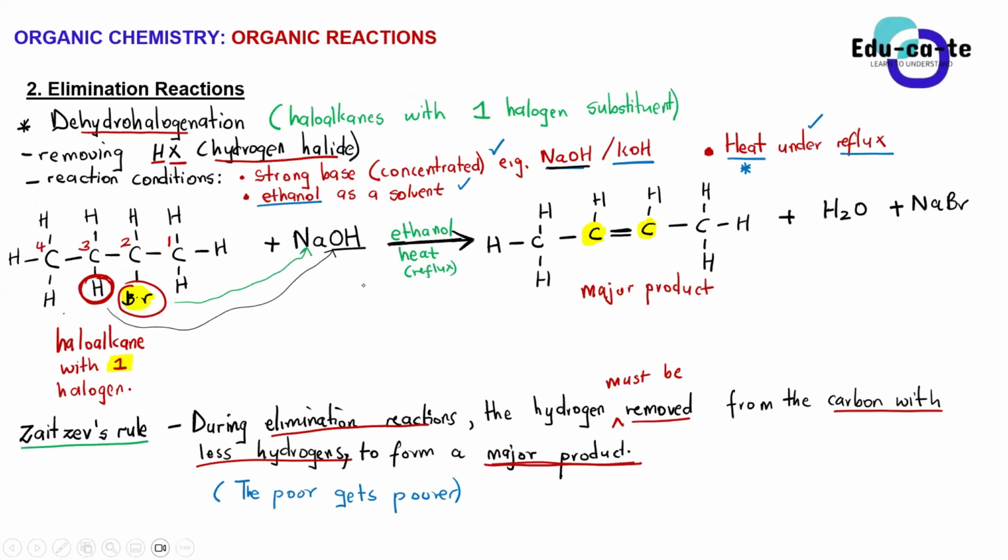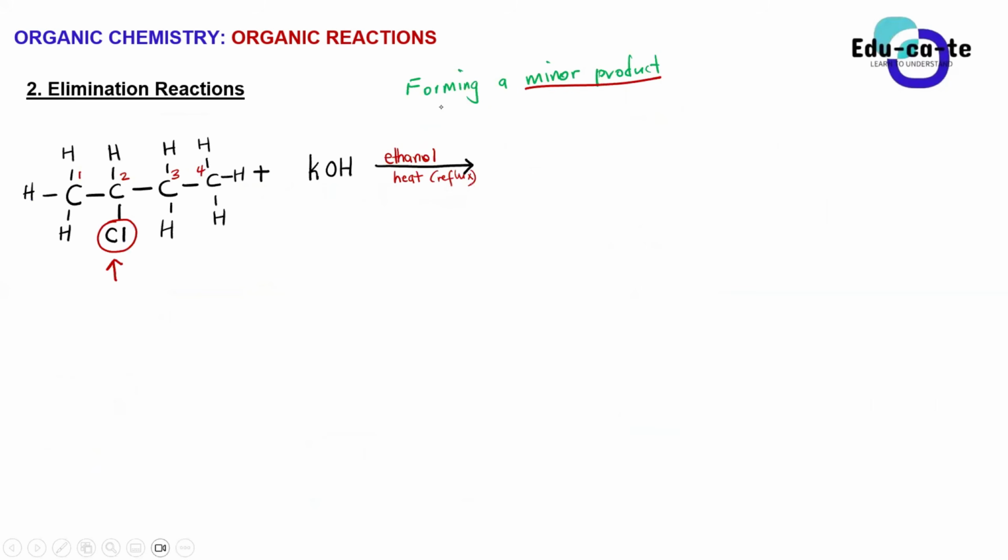And so when we were forming a major product, we said, you remove the hydrogen from a carbon with fewer hydrogens. The poor gets poorer. Remember, the poor gets poorer. So you take away a hydrogen atom from a carbon that is already having less hydrogens. That is if you want to form a major product. But now let us say I want to form a minor product. It means that I would have to do the opposite of what I just said.